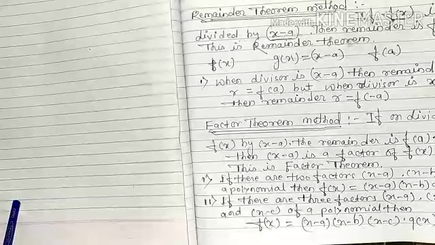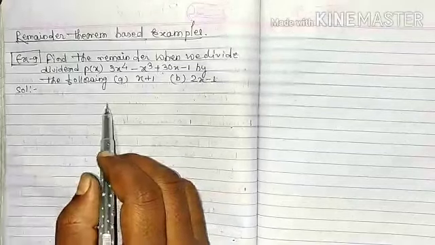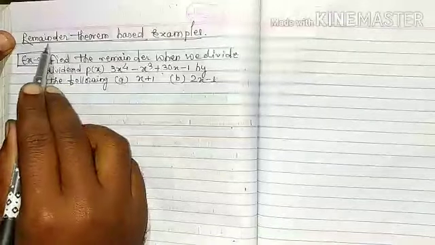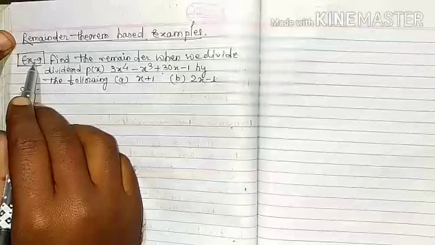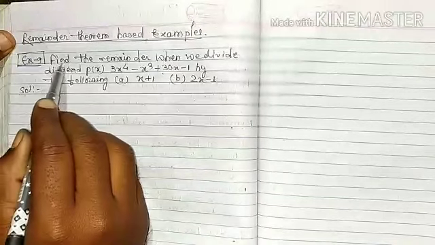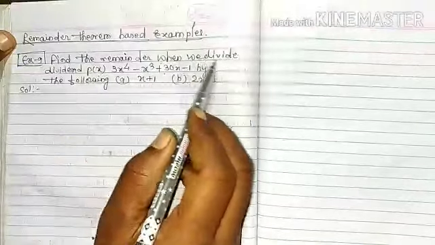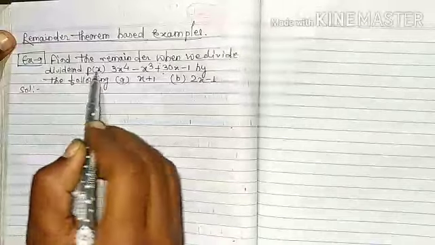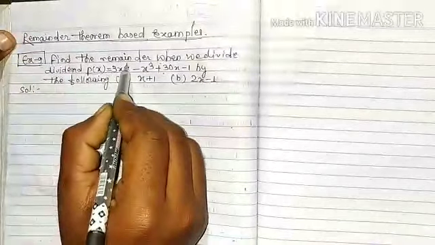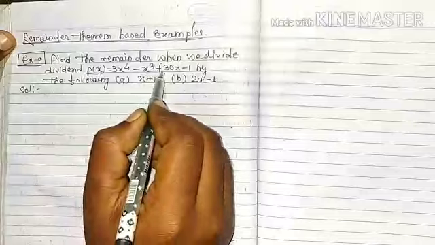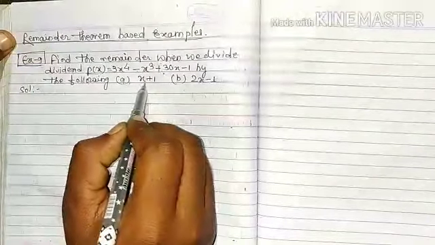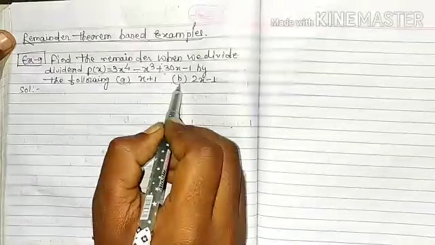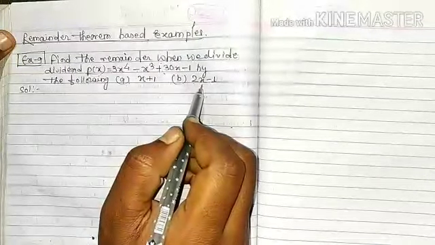Let us see some examples of the remainder theorem. Let us see the remainder based examples. Example number 9. Find the remainder when we divide the dividend p(x) equal to 3x to the power 4 minus x cubed plus 30x minus 1 by the following: a, divisor x plus 1, and b, divisor 2x minus 1.